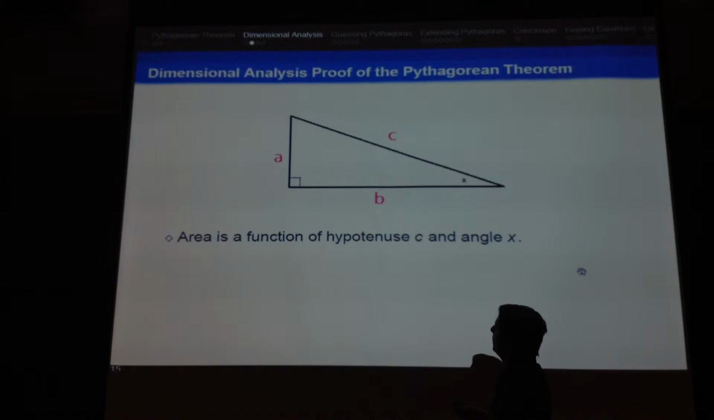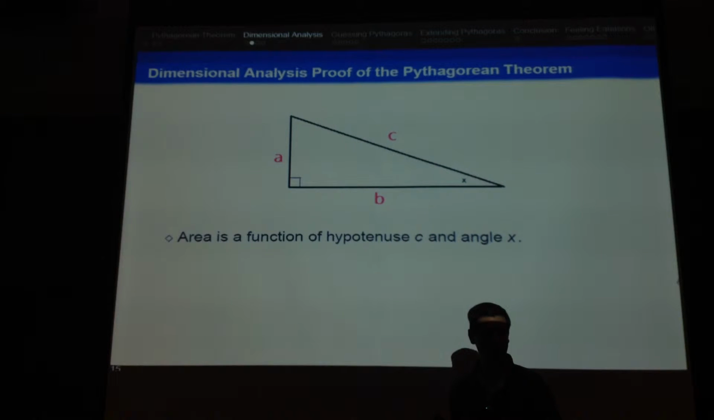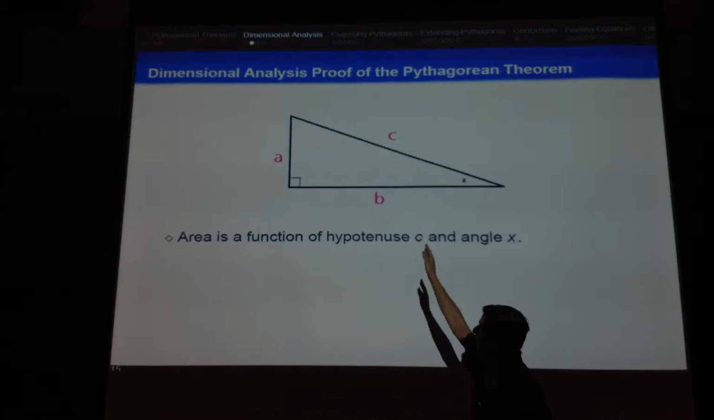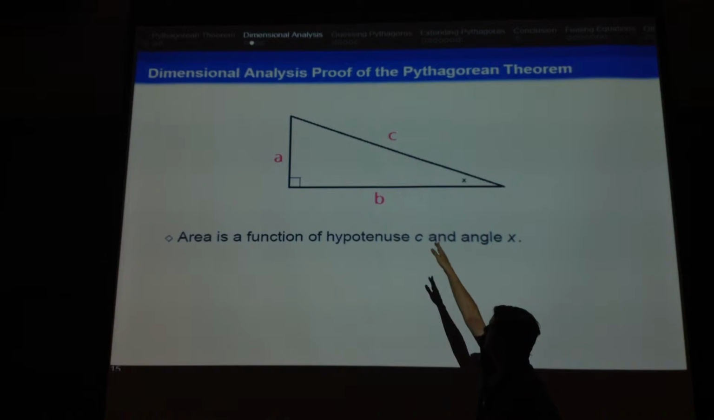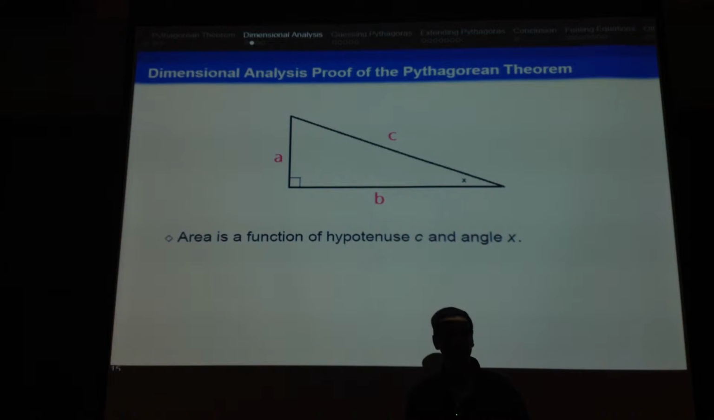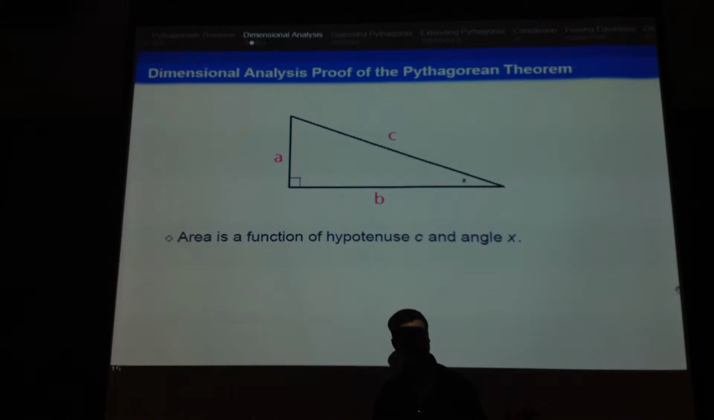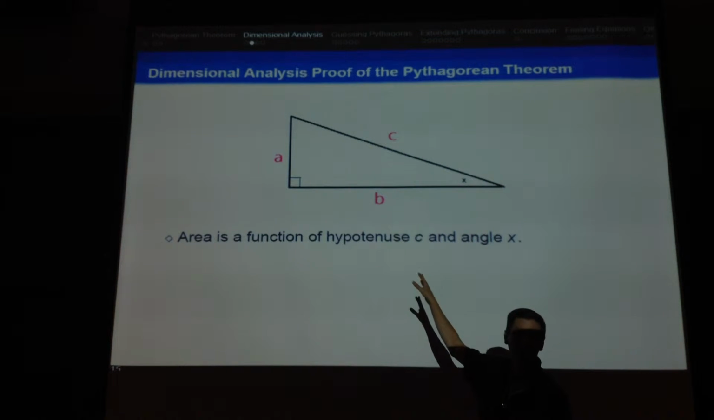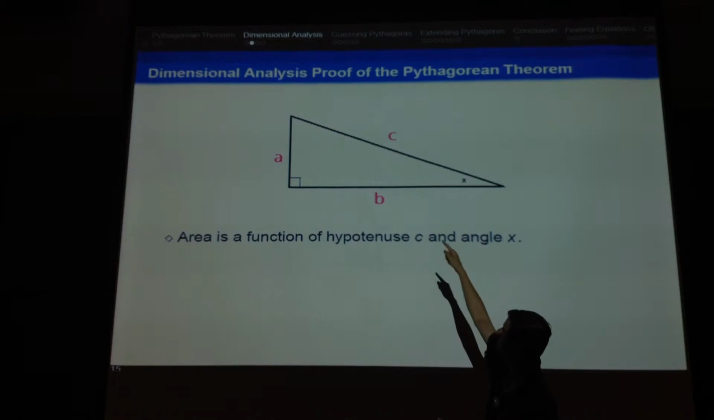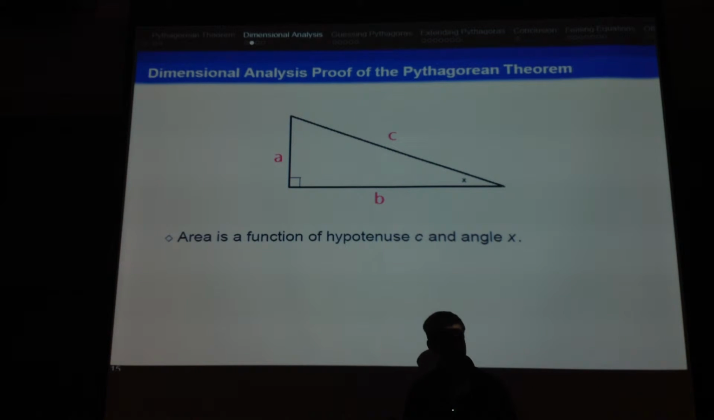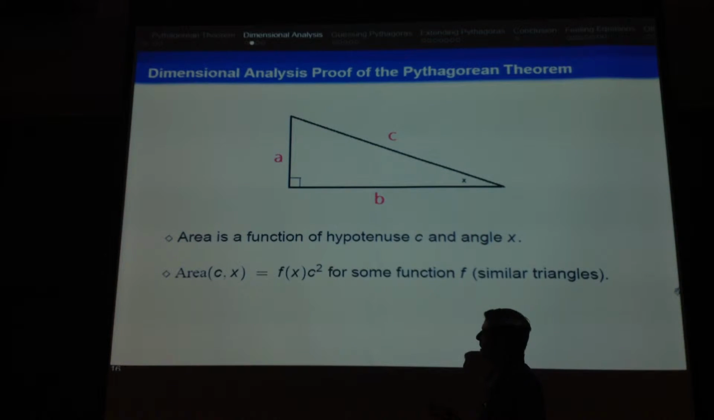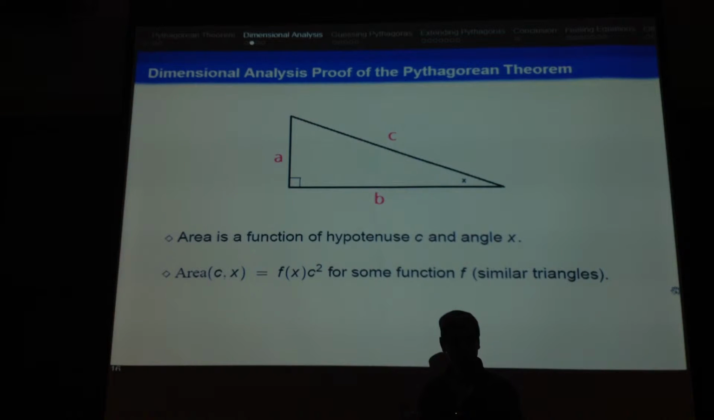So area, I claim, is a function of the hypotenuse c and the angle x. If you think of trig, if I know the hypotenuse and the angle, I know b is c times cosine x, I know a is c times sine of x, and the area is going to be 1/2 c squared sine x cosine x. At this point, I've forgotten trigonometry, so I do not know the actual relationship, but there should be some relationship. Once I specify the hypotenuse and the angle, the rest of the triangle is uniquely determined, and the area follows. So the area is some function of the hypotenuse and the angle. I'm going to write the area, A(c, x), as some function of x times c squared.